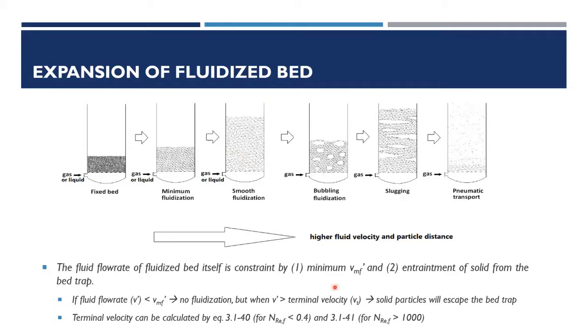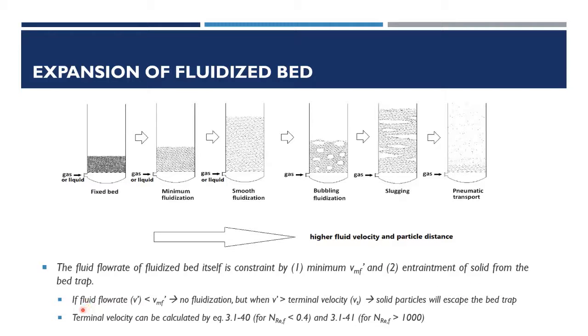So that's why it must be lower than the terminal velocity so that it will not go out from the tank. But it also must be higher than VMF so that it will fluidize. So that's the constraint. The first is the minimum fluidization velocity, and the second is the entrainment of solid from the bed.